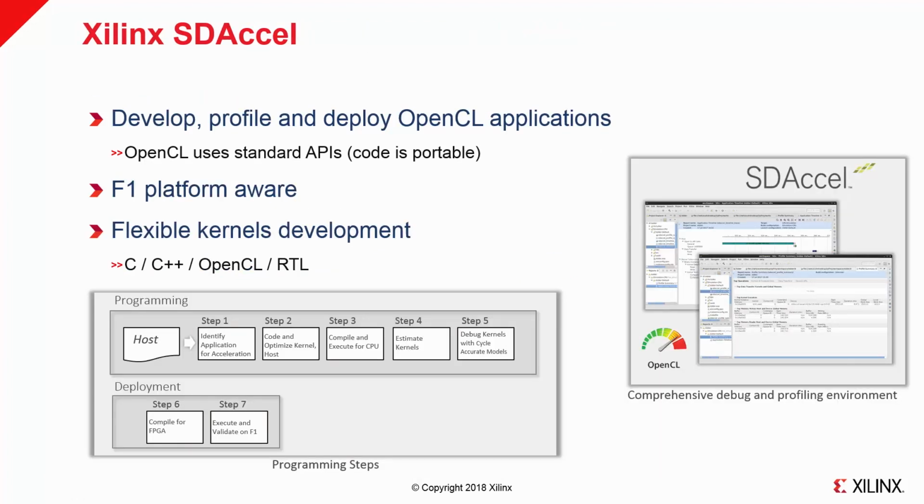Now let's look at the SDAccel flow that users can use. The SDAccel flow also offers developers the ability to develop, profile, and deploy OpenCL applications. OpenCL uses standard APIs, which means the code itself is highly portable. This flow is F1 platform aware, and it allows for very flexible kernel development in C, C++, OpenCL, or RTL.